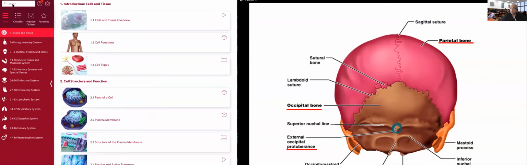Is anyone else having trouble seeing? Yes, maybe because you are trying to access it from a phone. That's why it looks blurry. Try to use a larger device, a larger screen, so that you are able to see better.